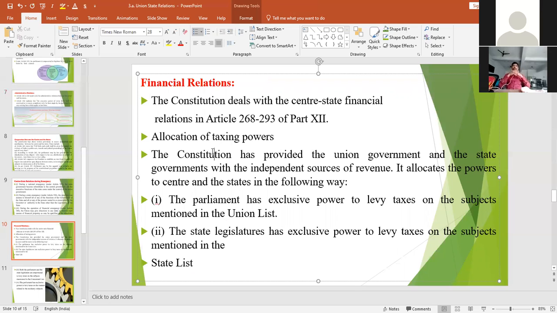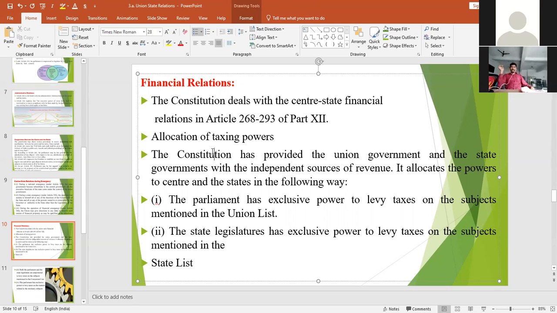Here the financial relations are explained in Part 12 of the Indian Constitution, under Articles 268 to 293. Approximately more than 25 articles exclusively deal with the financial relations between the central government as well as state governments. For example, the central government and state governments allocate various taxes on the people, and the central government has some rights to allocate the taxes.